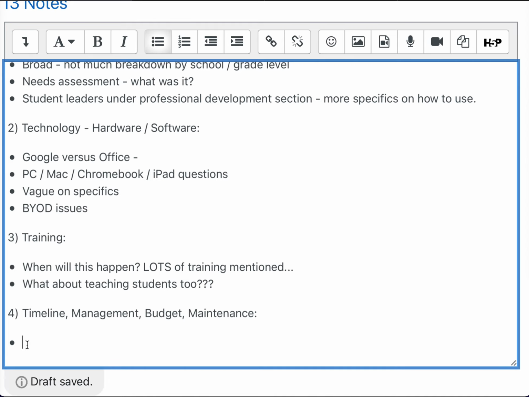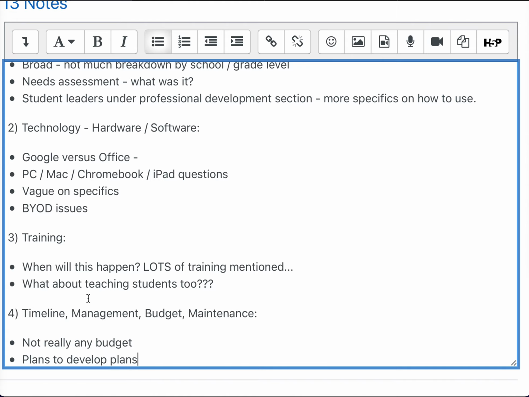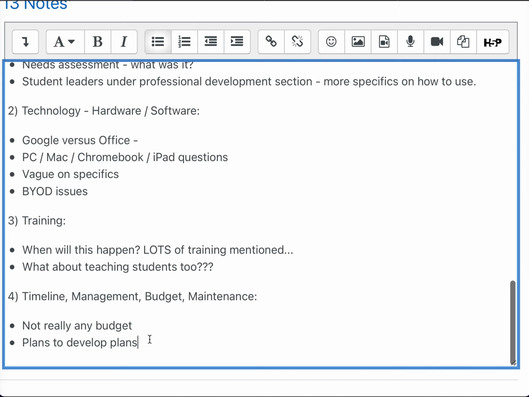There didn't look like there was a budget or timelines. There were a lot of plans to develop plans for maintenance and replacement, but it didn't seem like there were any actual plans. And I didn't see anything about a budget or any specific timelines.